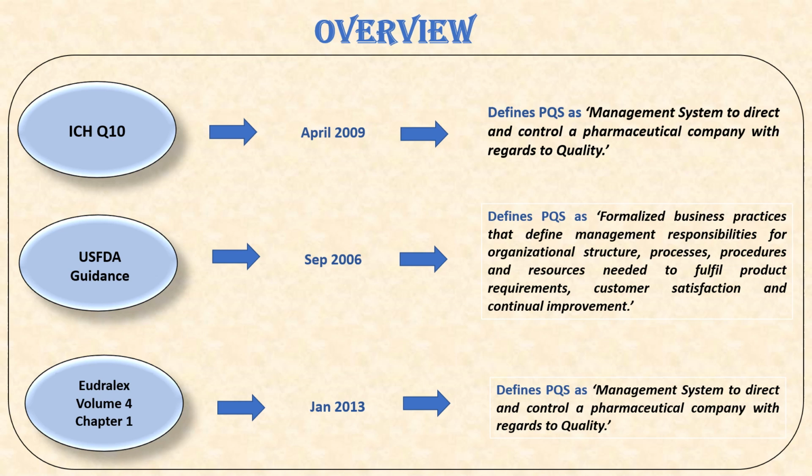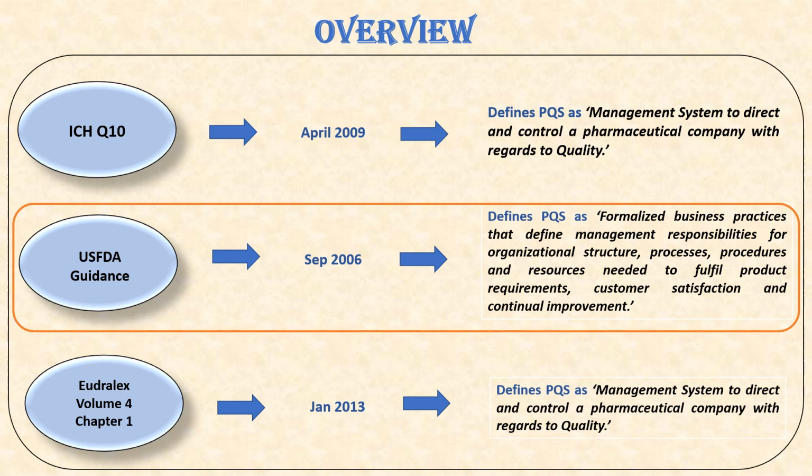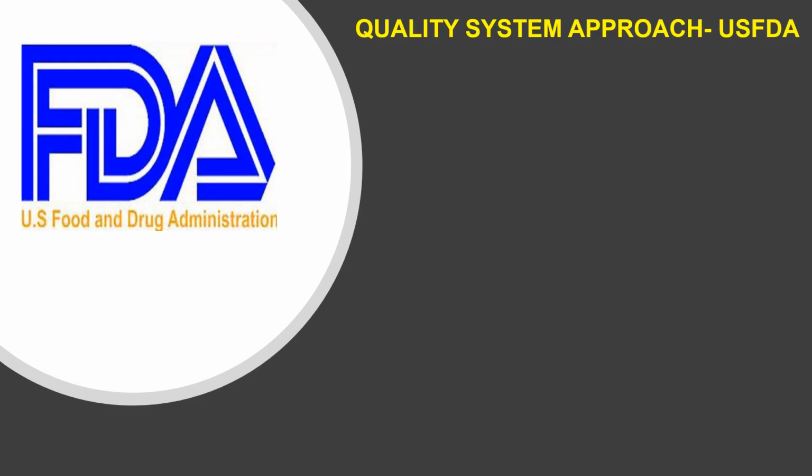For understanding the concept of the pharmaceutical quality system, we should know that, apart from ISO, there are three important guidelines that talk about the pharmaceutical quality system. First, ICH Q10, which was released in April 2009. Second, the USFDA guidance, which is the current guidance that we'll be talking about. And third, EudraLex Volume 4 Chapter 1, which was released in Jan 2013. For this session, we will restrict our discussion to the USFDA guidance on the pharmaceutical quality system.